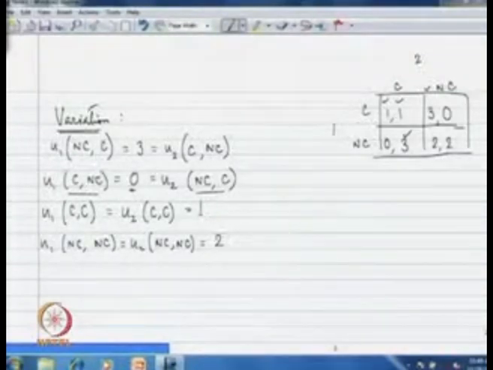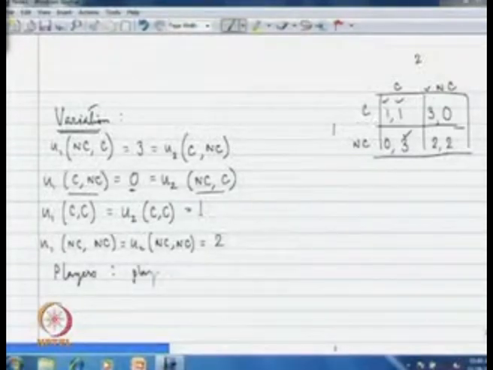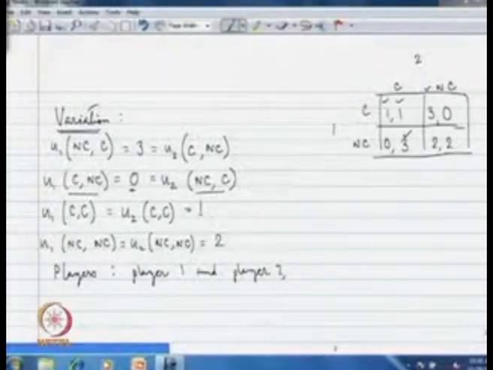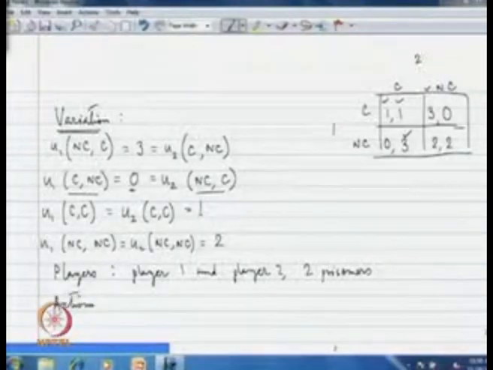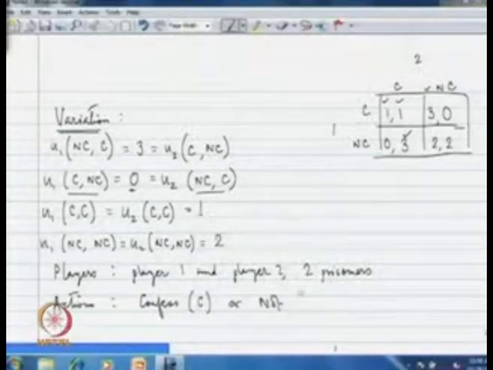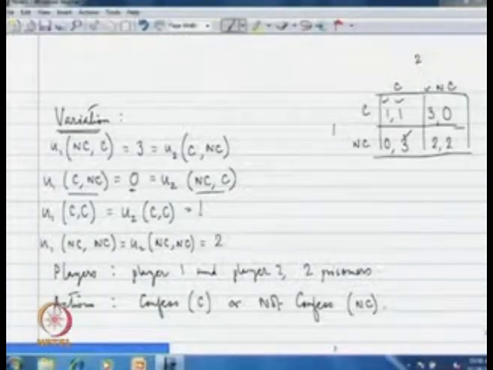These are the payoffs, and we have to specify what are the other elements of this particular game. So, the players are the same as before, player 1 and player 2, basically two prisoners. And actions we have to specify the same as before: confess, C, or not confess, NC. So, this is the basic setting of the variation.